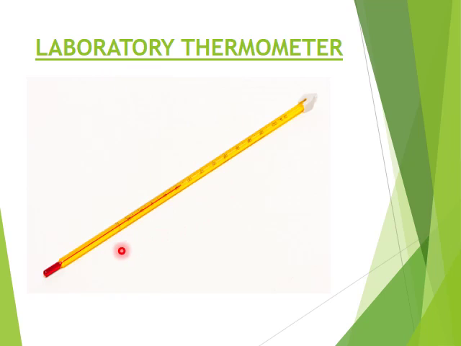My dear student, you can see here a laboratory thermometer, which has one bulb that is red in color. This bulb is red in color because it contains alcohol. So my dear student, this is the structure of a laboratory thermometer.